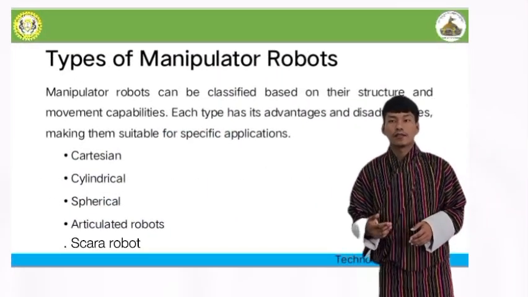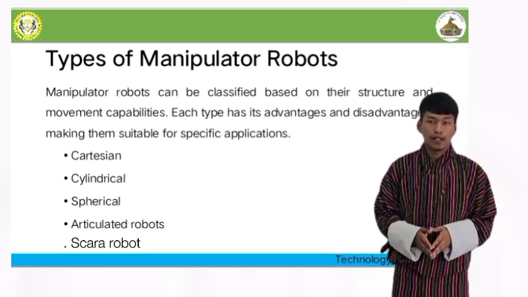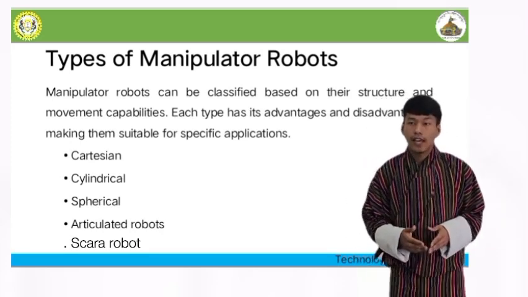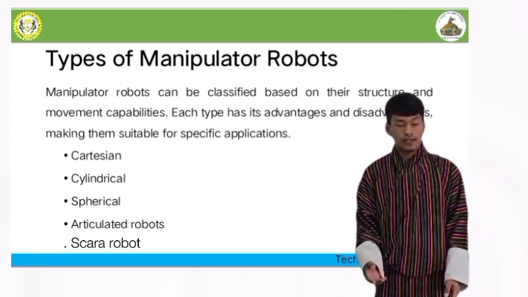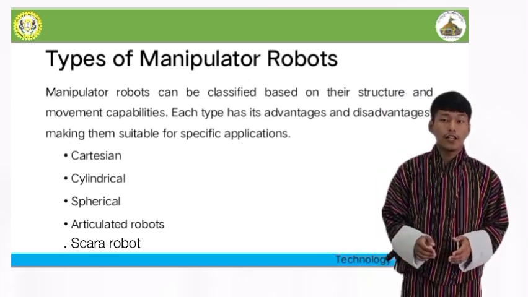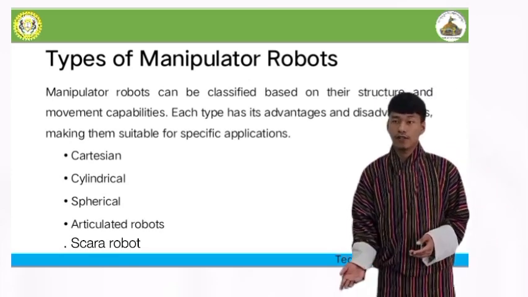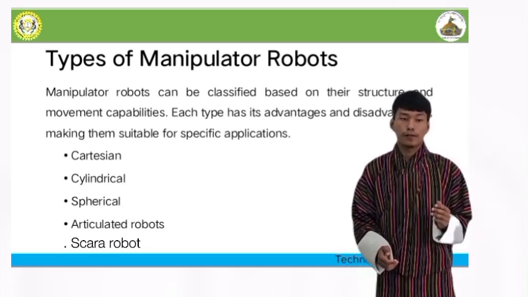Next, the types of manipulator robots. Manipulator robots can be classified based on their structure and movement capabilities. Each type has its advantages and disadvantages, making them suitable for specific applications.